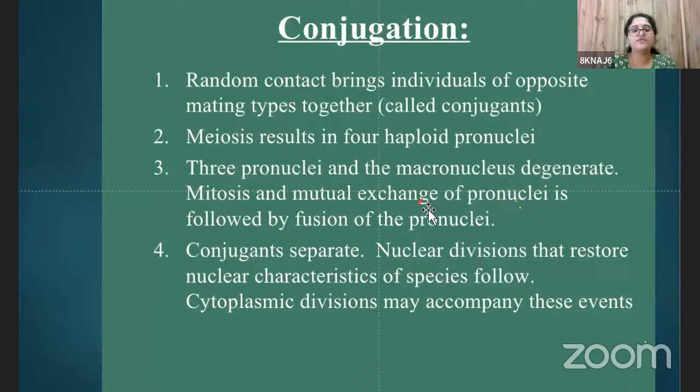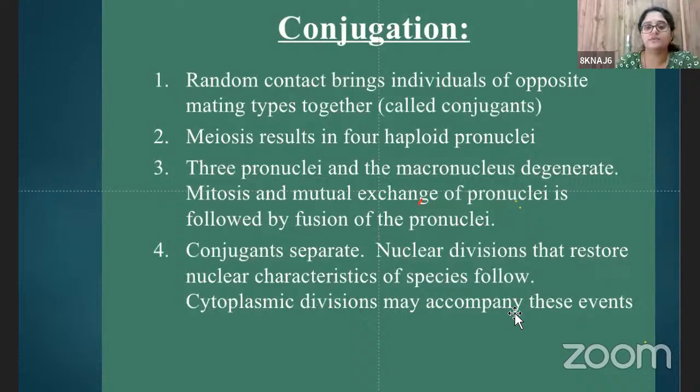So, if you see in conjugation as such, opposite mating types, that is conjugants, come together, and it results in the production of 4 haploid pronuclei. Three of the pronuclei and the macronucleus completely degenerate. Then you have mitosis occurring after the meiosis. Meiosis is the production of the gametes, and mitosis is division of the cytoplasm. Then the conjugants separate, and there is exchange of the pronuclei also taking place. After the conjugants separate, you have nuclear divisions so that the nuclear characteristics and the ploidy of the species are maintained. And then again you have a cytoplasmic division.